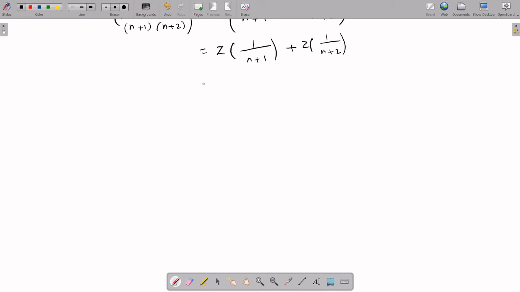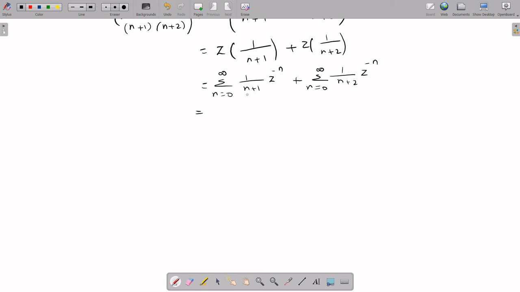Definition of the Z transform: summation n equal to 0 to infinity of the function 1/(n + 1) into Z power minus n, plus summation n equal to 0 to infinity of the function 1/(n + 2) into Z power minus n. When substituting n equal to 0, we have a positive term in both and there is no infinity. So we take the summation as usual.